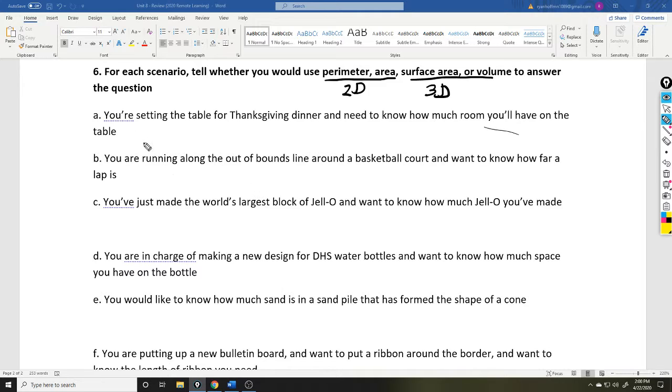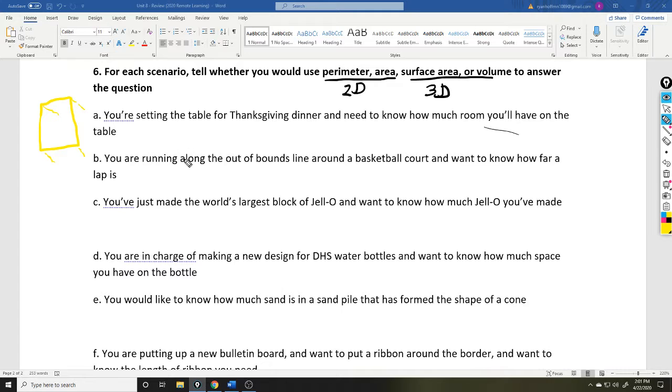All right. You're setting the table for Thanksgiving dinner and need to know how much room you'll have on the table. So since we're looking at a table, all right, here's a table from above, because we're looking at the table itself. That's a 2-dimensional shape, right? Because we're not interested in the legs of the table and that kind of stuff. Not if we're setting the table. But I'll draw them, just to show my masterful drawing skills. But we're only interested in the top of the table. Okay, so first off, this is a 2-dimensional shape.